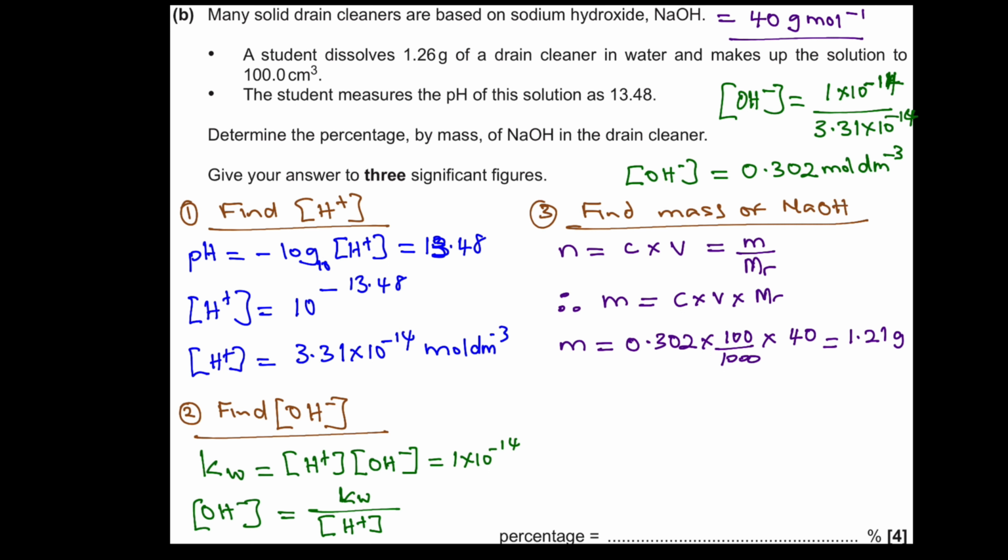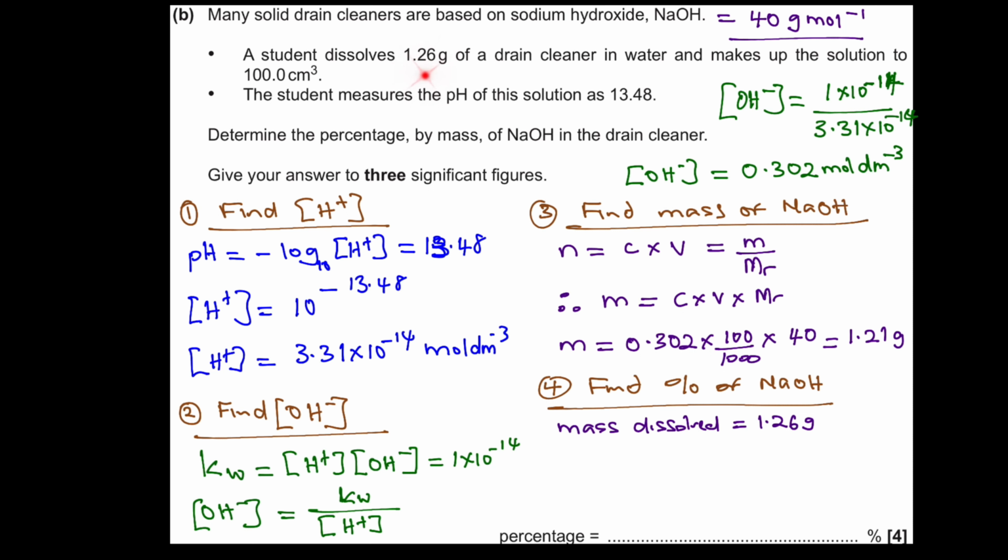Fourth thing we could do is to find the percentage of sodium hydroxide. And to find the percentage, we need to find the mass dissolved. We know the mass dissolved is equal to 1.26 grams. Here is 1.26 grams.